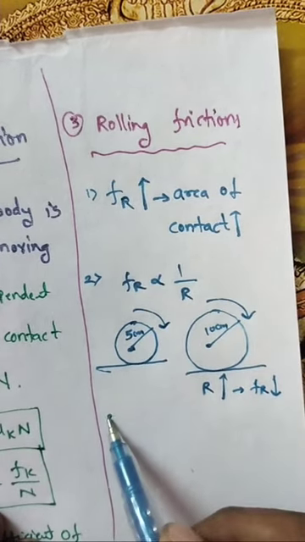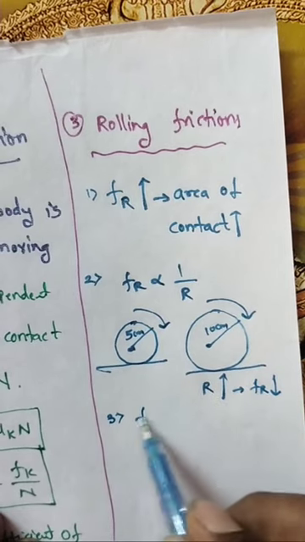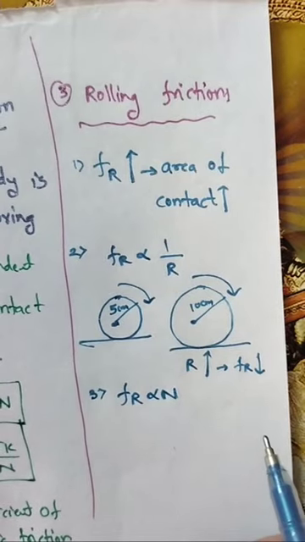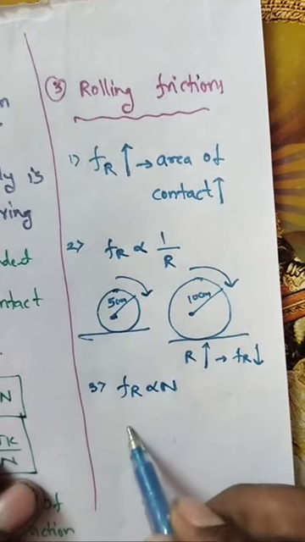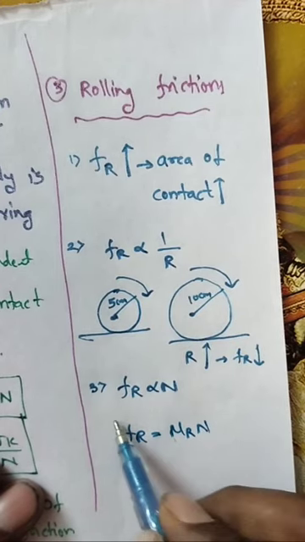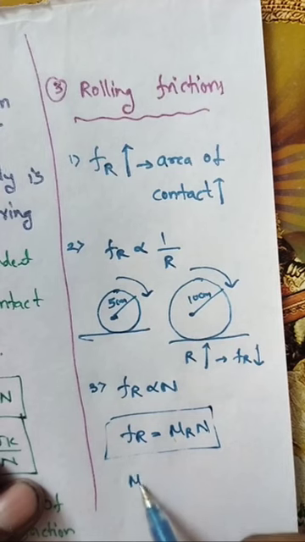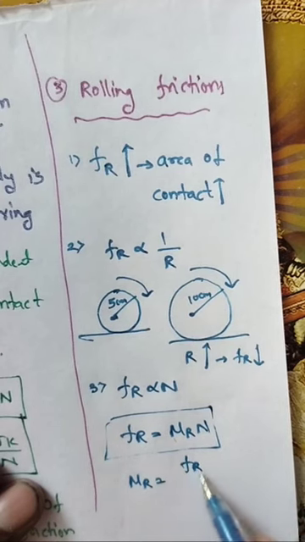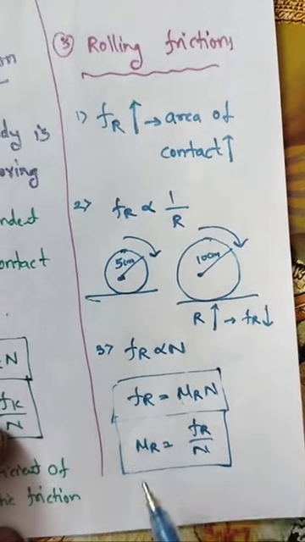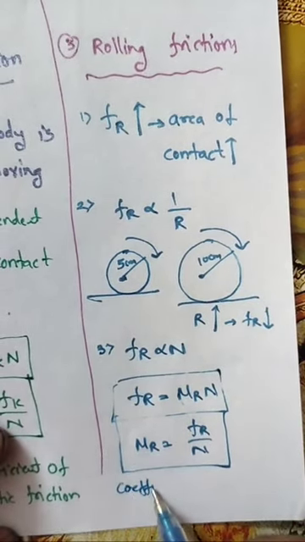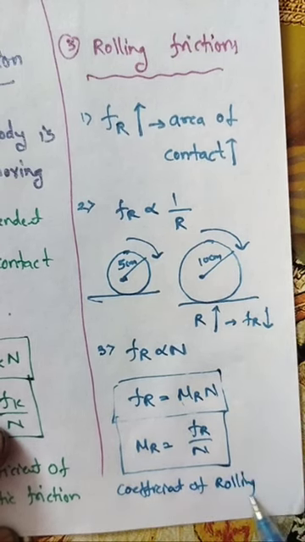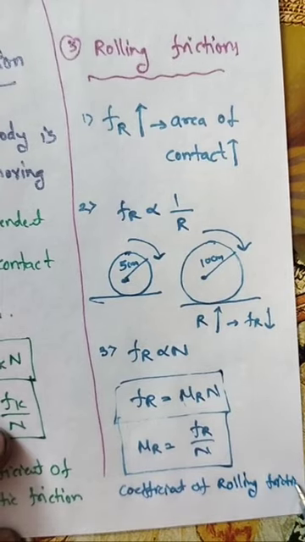And the third one: we know that Fr is directly proportional to N. So the rolling friction also is directly proportional to N. So Fr is equal to mu R into N, or mu R is equal to Fr by N. What is the mu R value? Coefficient of rolling friction. This is the laws of the friction.